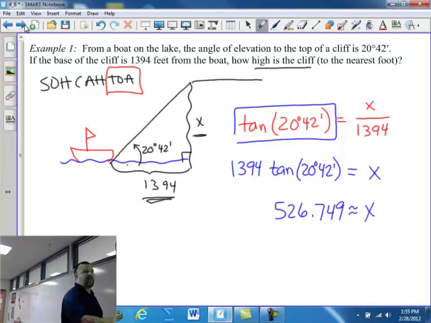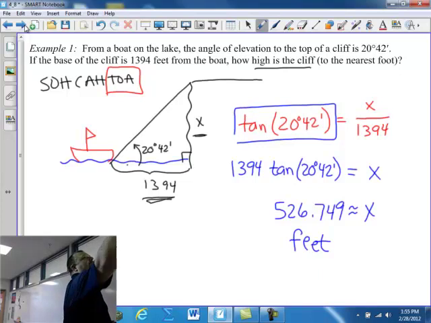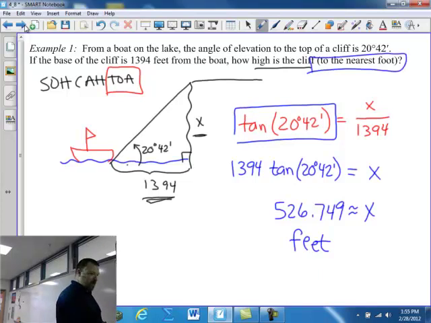Approximately my height in feet. Except it said to round to the nearest foot. Oh, yeah, try reading the problem. So how about 527? 527 feet.